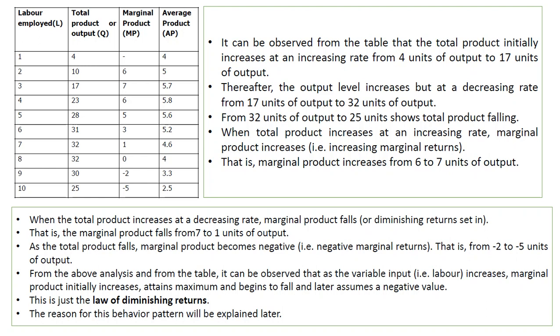Meaning he has not contributed anything to outputs. When the firm increases the labor employed to 9, output begins to fall from 32 to 30. And when it goes to 10, it moves from 30 to 25. So you see that further employment of labor beyond 8 has resulted in a reduction of output rather.